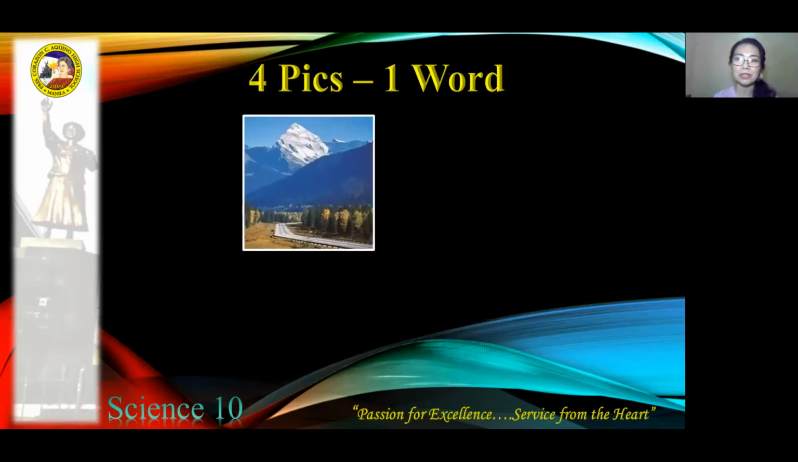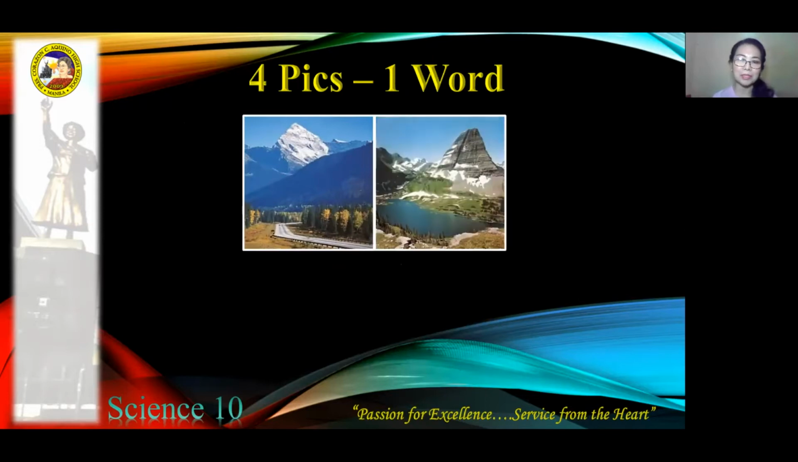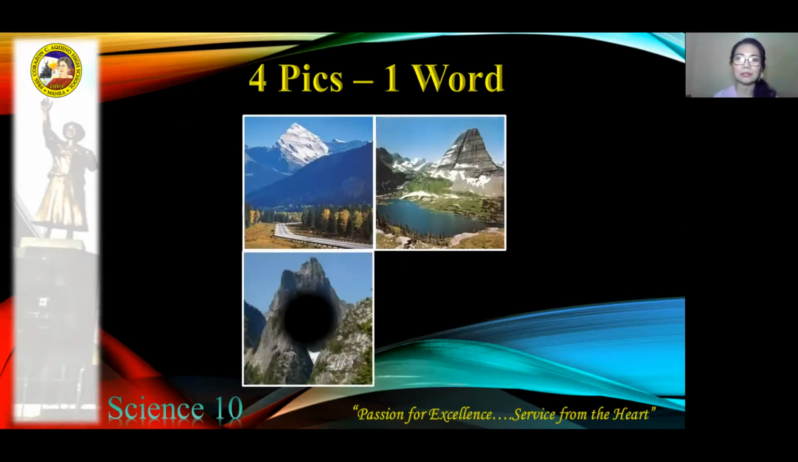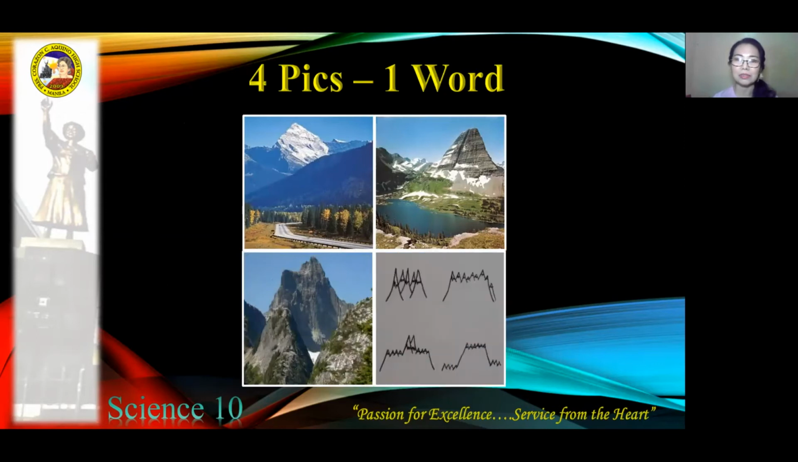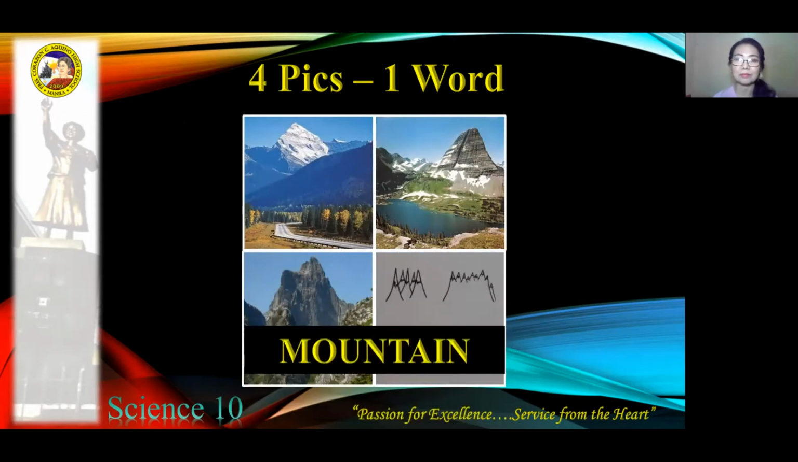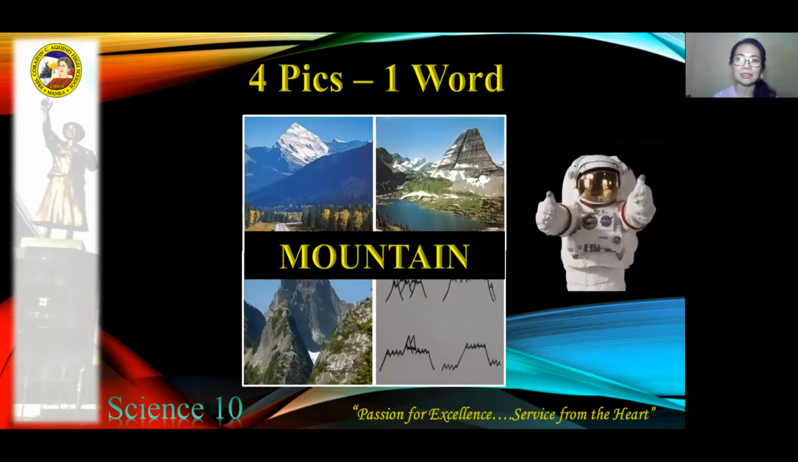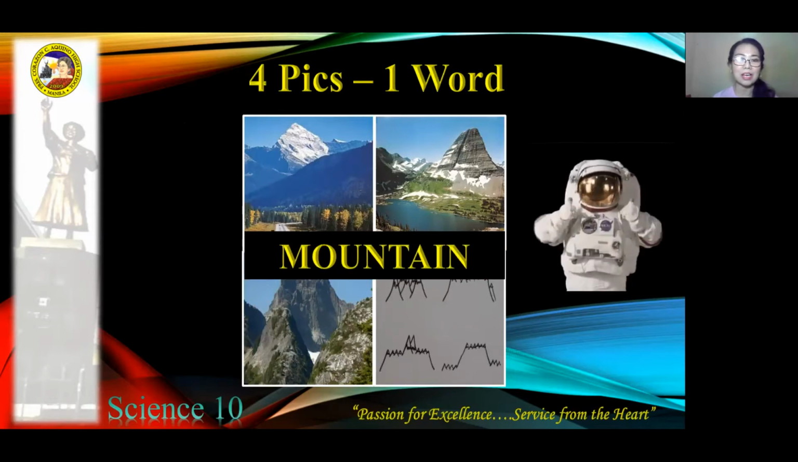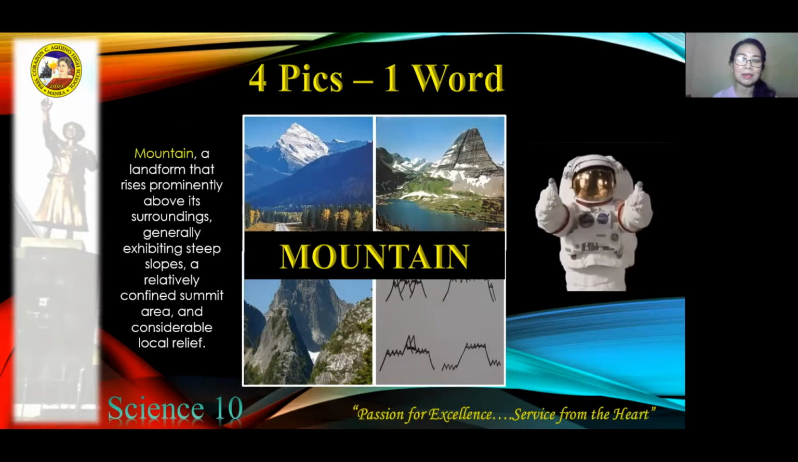We have the first picture, the second picture, the third, and the fourth. So what is now the last word? It's mountain. Oh, look, the astronaut in the outer space approves your answer. Mountain, a landform that rises prominently above its surroundings, generally exhibiting steep slopes, a relatively confined summit area, and considerable local relief. Did you get 4 correct answers? All right, very good. Congratulations. You got a perfect score.